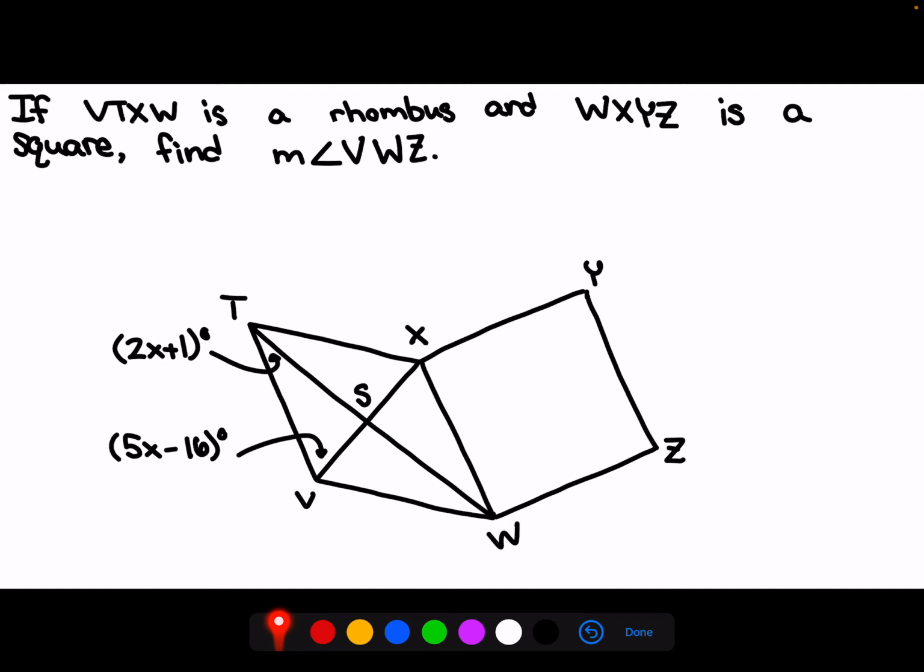All right. Lastly, if VTXW is a rhombus and WXYZ is a square, find the measure of angle VWZ. So, first off, if we have a rhombus and a square, I know all of these sides are going to be equal to each other because, again, they're all congruent. Further, in the rhombus, I know that the diagonals are going to be perpendicular. They're going to intersect at 90 degrees.